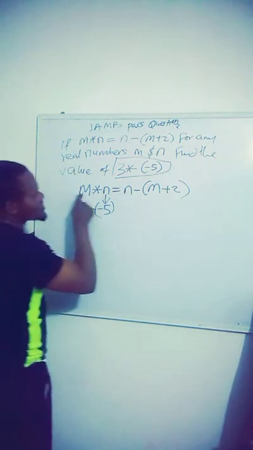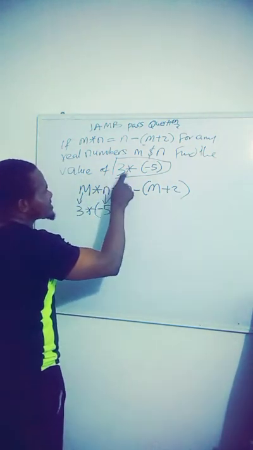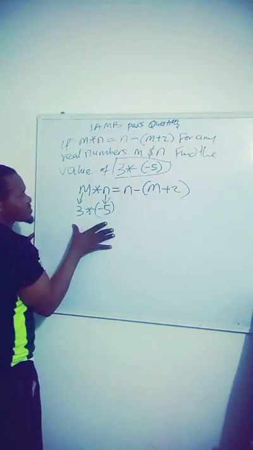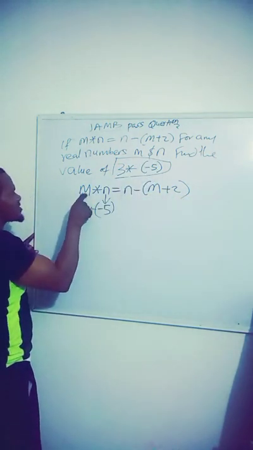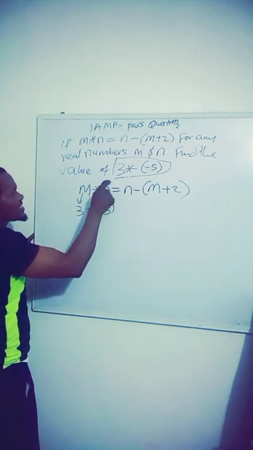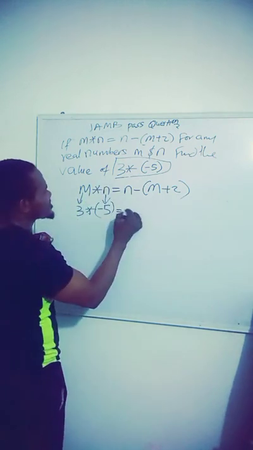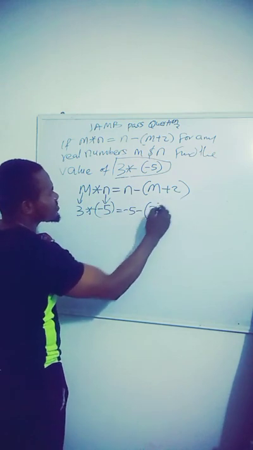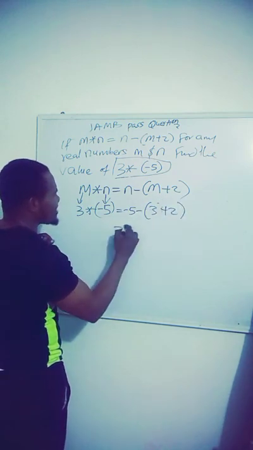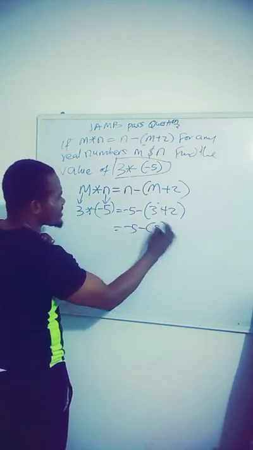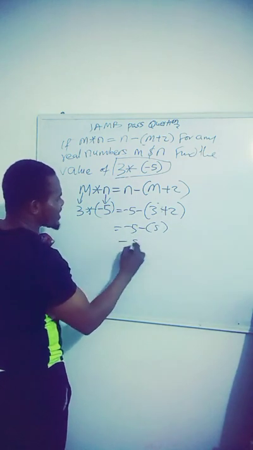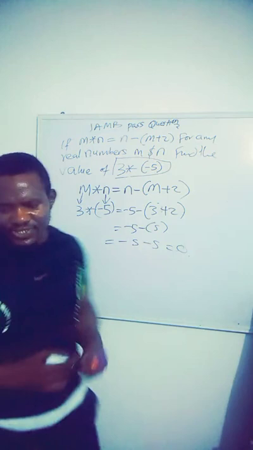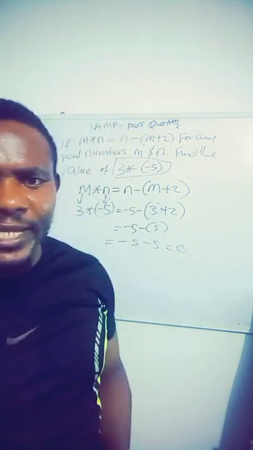So this is the operation, and we have to find 3 star minus 5. So you write the operation, you bring the question down. This is showing that m is 3, n is minus 5. So n is minus 5, minus m which is 3, plus 2. So we have minus 5 minus 3 plus 2, which equals 0. The operation is 0.